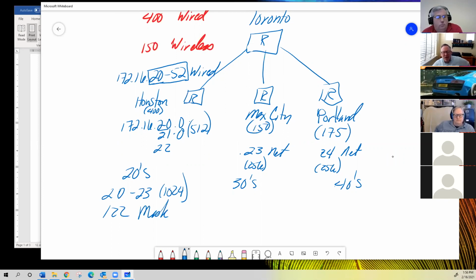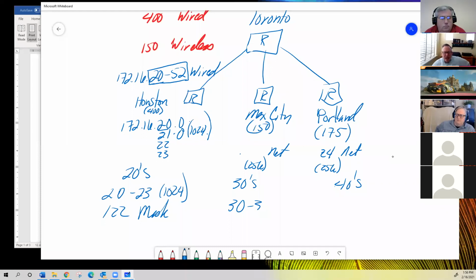And here I'm going to start in the 30s. So I am going to do 20, 21, 22, 23 here. That'll give me 1,024. So I am thinking of future growth. Mexico City, well, it might hit 256. So what if I do 30 and 31 here with the /23 mask? That gives me 512 addresses. And then I've got 40, okay, 40 and 41 or something like that here.